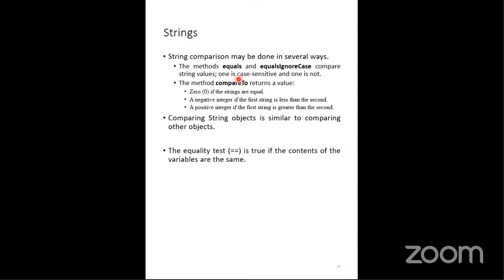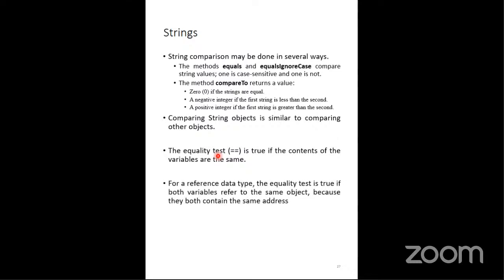Equality test, that is if you use the equality operator, double equal to. Okay, you must be aware of the assignment operator and the equality operator. The assignment operator is a single equal to sign and the equality operator is a double equal to sign. So this equality operator double equal to is true if the content of the variables is the same. So if the left hand side and right hand side of double equal to contain the same value, then it returns true, otherwise it returns false. Okay, that is from the list of operators of Java.